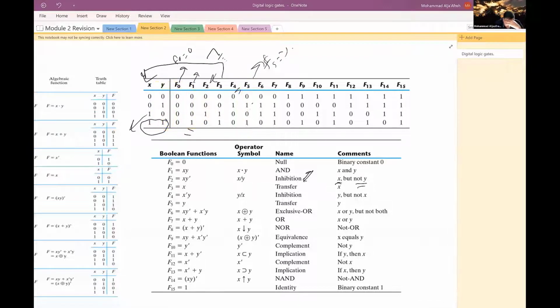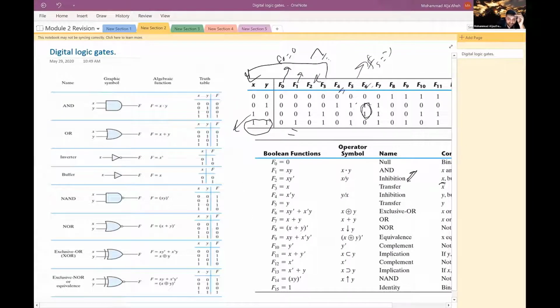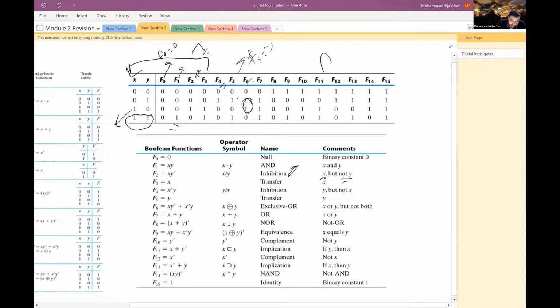You go and look at F6. F6 is equal to 0, 0, 1, 1, 0. You look at the input. You need to describe the function in terms of the input. We have X and Y, and the function is 1 if both inputs are not equal to each other. That reminds us of the XOR. Therefore, F6 can be simply described as X exclusive OR with Y.